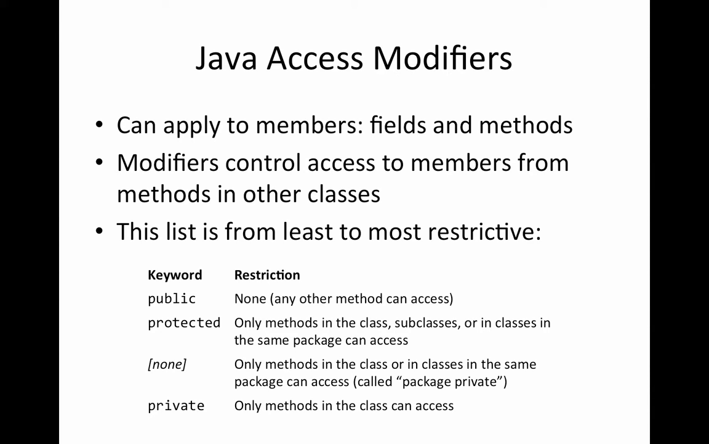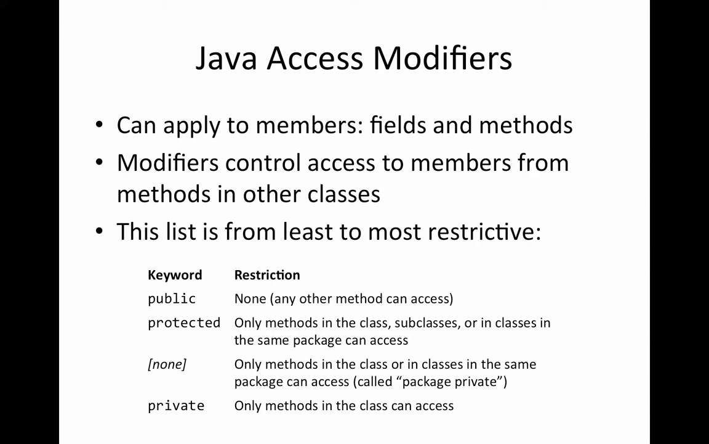You have already seen the keyword public, for example, public static void main. The keyword public gives the most access to a field or method. So any other method can access this particular variable or a particular method from any other class.